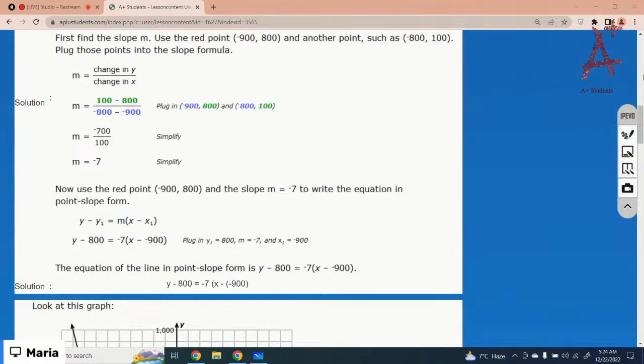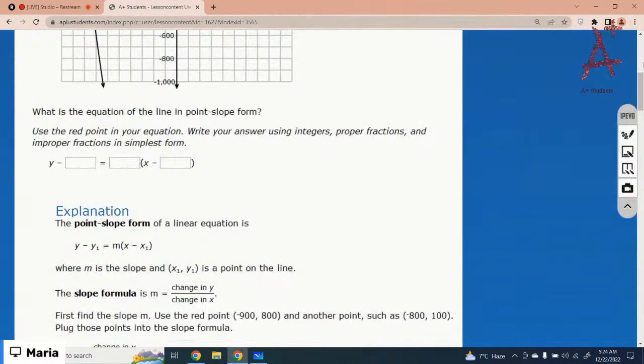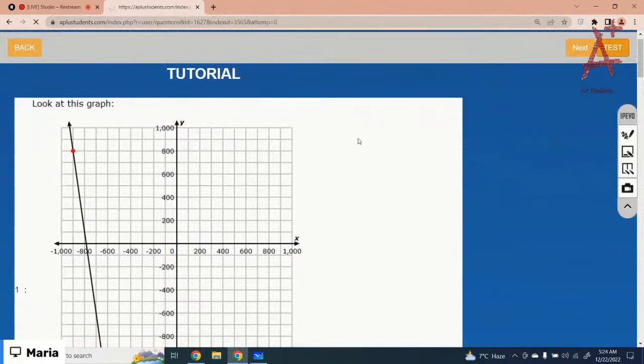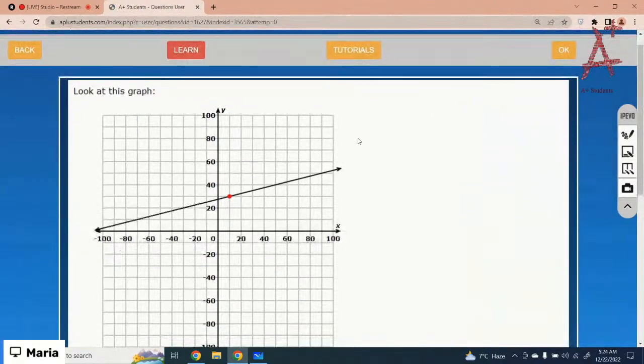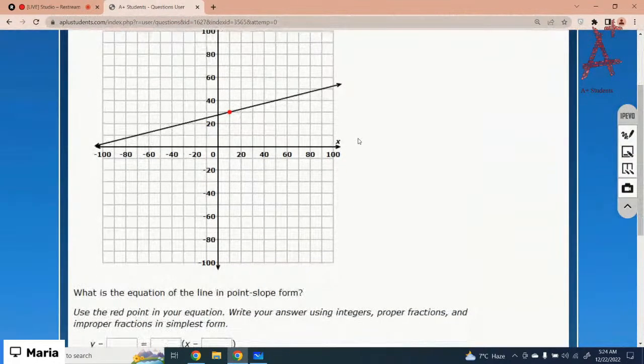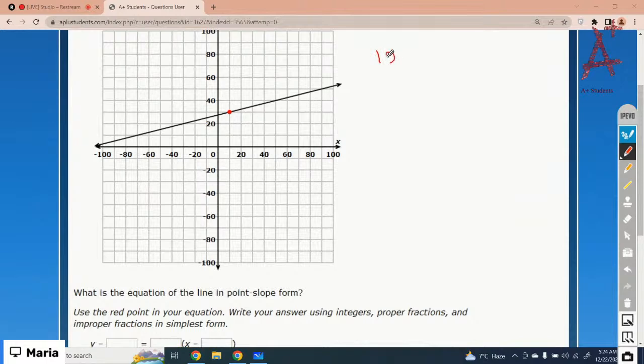Okay, let's just start with the practice questions. Okay, look at the graph. So here is the point, that is 10 and 30. Got it? So the given point is 10 and 30. For another one, I'm going to use this one. It is x is negative 70 and y is 10. Negative 70 and 10. Got it?